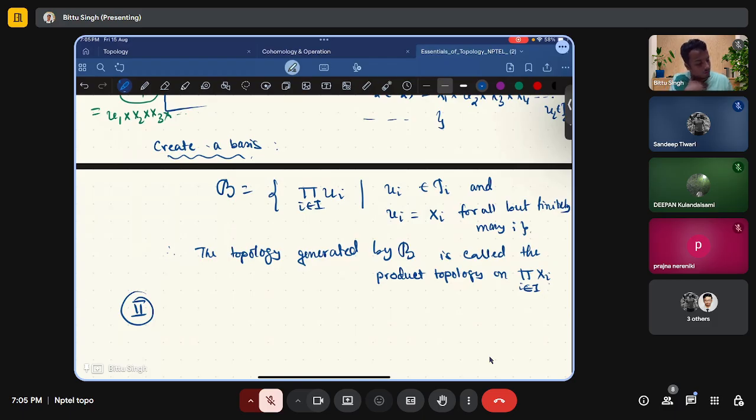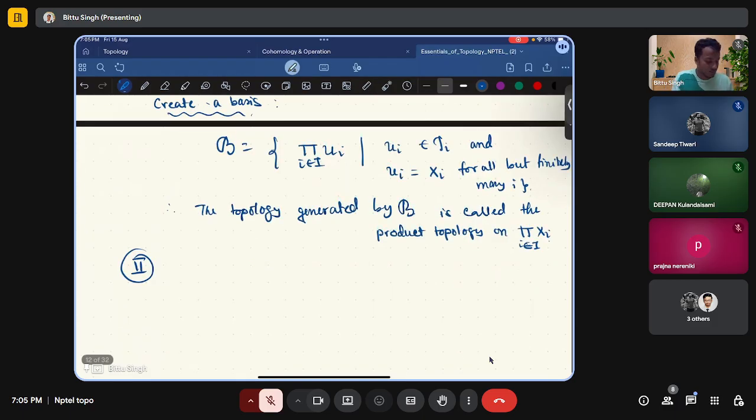So it is similar to the first one. Now take the product of ui, where i belongs to I, but ui is open in Xi. That is, ui belongs to tau i.